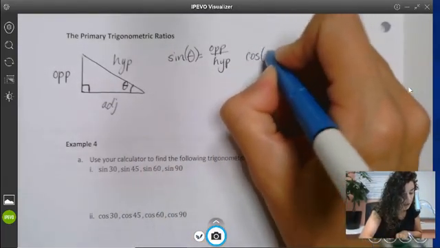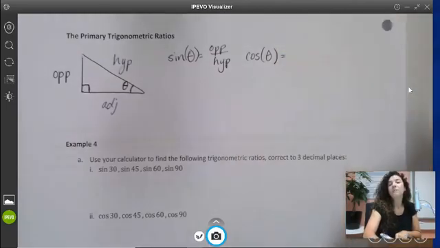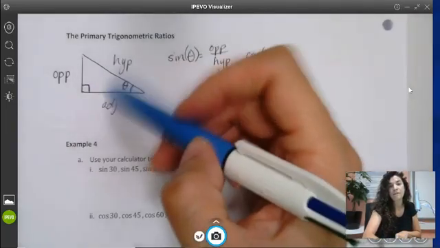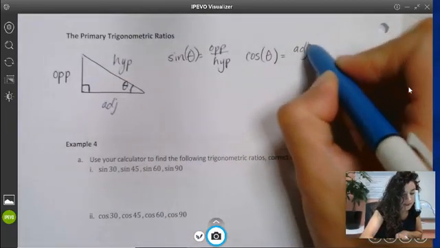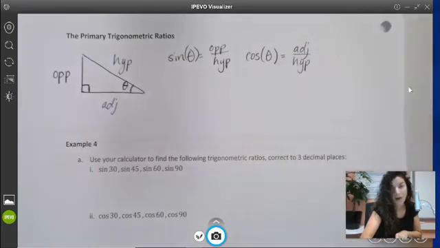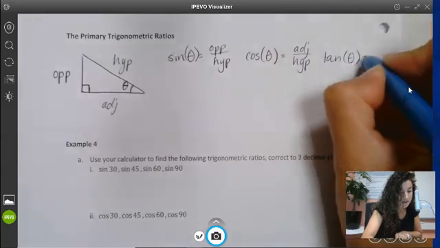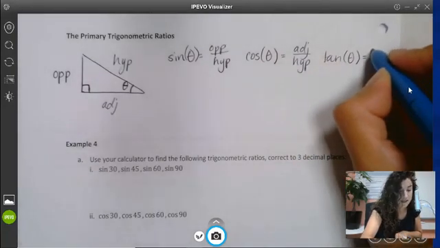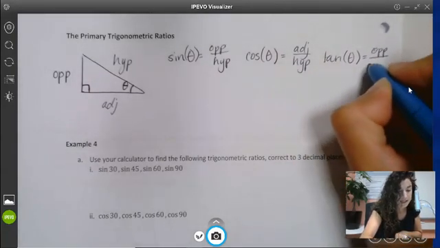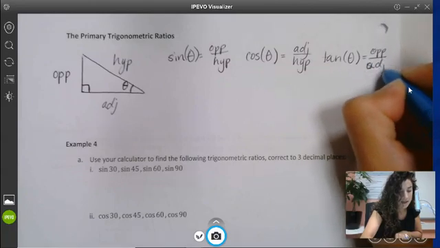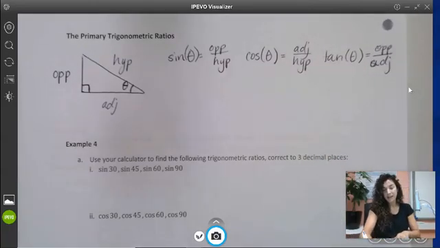We have something called cosine of theta. Cosine of theta has the relationship of the adjacent side length over the hypotenuse. And then we have tangent of theta. Tangent of theta is equal to the opposite side length divided by the adjacent side length.